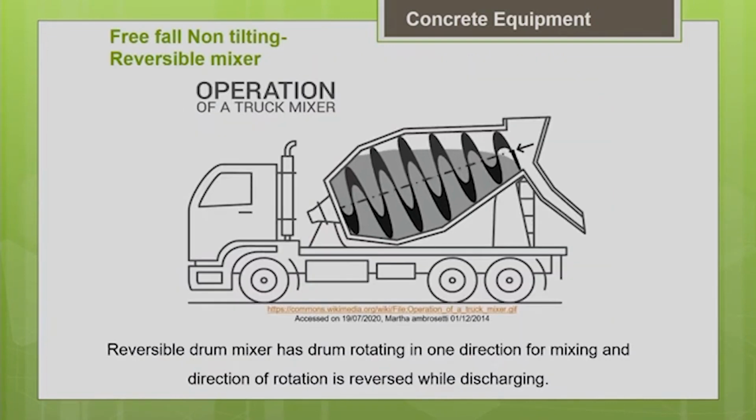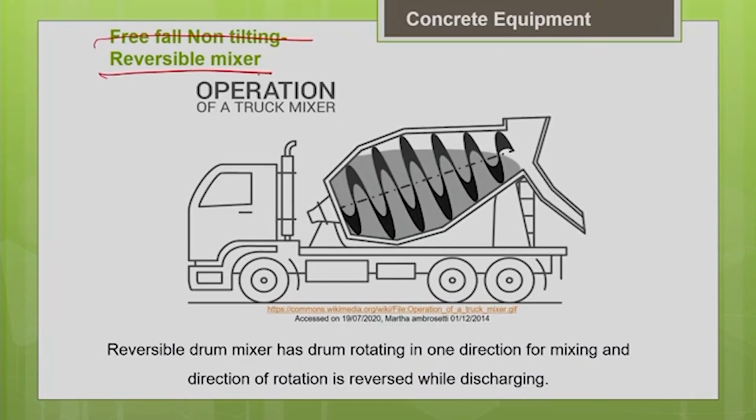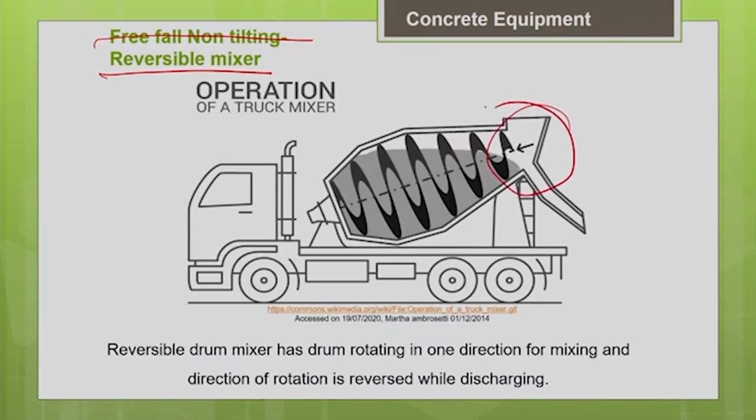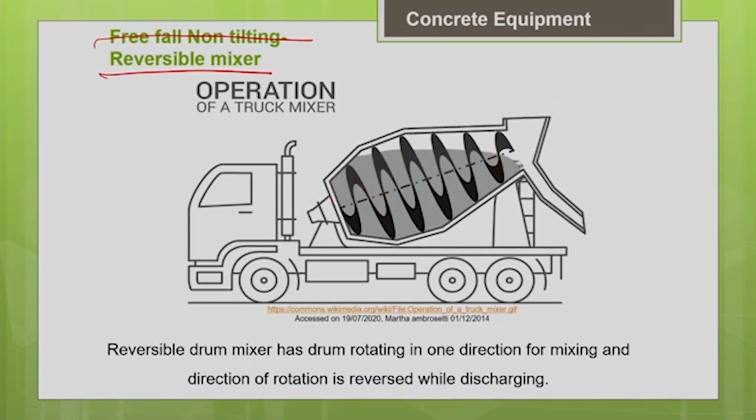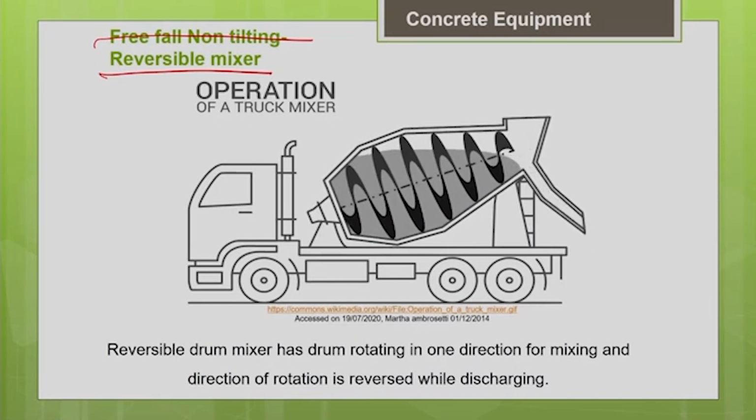Your RMC transit mixer is also an example of a free fall non-tilting reversible mixer. Here also you can see there is only one opening. You have a spiral blade arrangement inside. So, when you feed in the material, you have to rotate in one direction. When you want to discharge the concrete out, you have to rotate in the opposite direction.